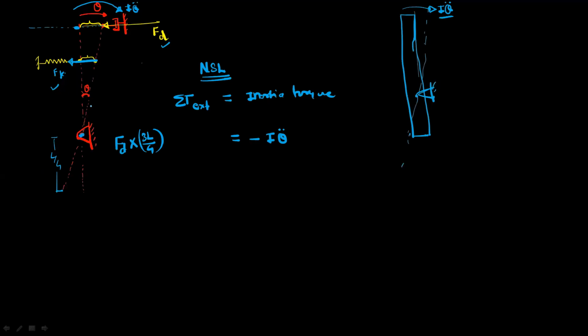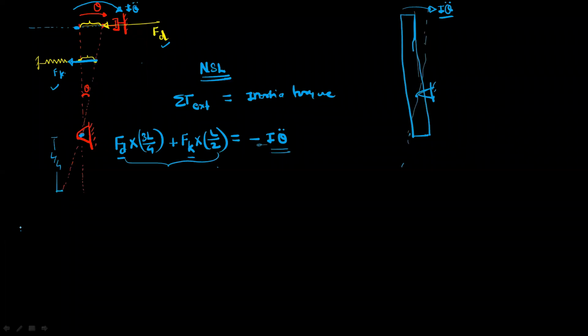For Fk, this is L by 2. So the torque because of Fk is Fk into L by 2. Both these torques are in the anti-clockwise direction, therefore it is positive. So this is the summation of torque and this is the inertia torque, that is I theta double dot. So now put the exact value of the Fd and Fk.